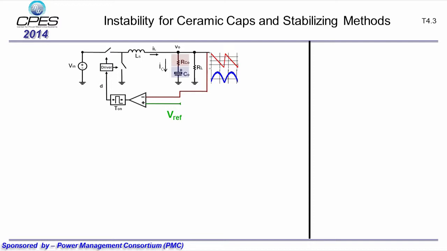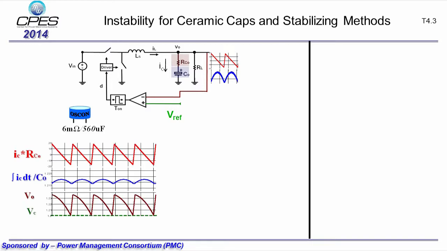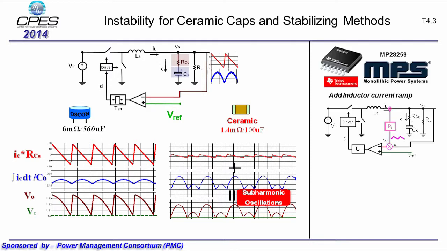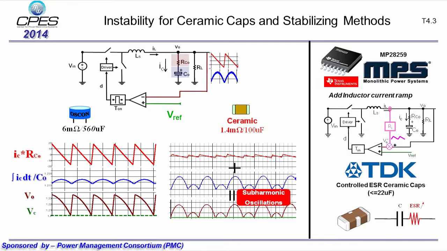The issue for this structure is that the stability is related with capacitor parameters, as the output voltage contains ESR ripple and capacitor voltage ripple. For large ESR caps, such as OSCON caps, ESR ripple is dominant and the structure is elegant. However, for small ESR caps such as ceramic caps, capacitor voltage feedback is strong and instability is observed. Industry products use additional inductor current to stabilize the circuit. Alternatively, capacitor companies such as TDK provide some series of controlled ESR ceramic caps, letting customers customize ESR to stabilize the circuit.